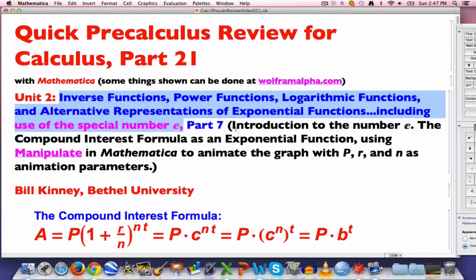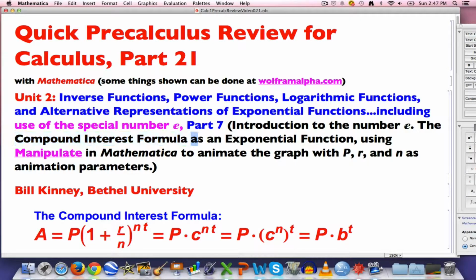In part 7 of unit 2, we're finally getting to talking about the very special irrational number e, special in math just like pi is special. If you've taken pre-calculus before, you should have seen it before, and hopefully you saw it in the context of the compound interest formula, because it comes up in a very natural way, and that's one of the main reasons I'm talking about the compound interest formula in Unit 2, though it's got nice applications as well.